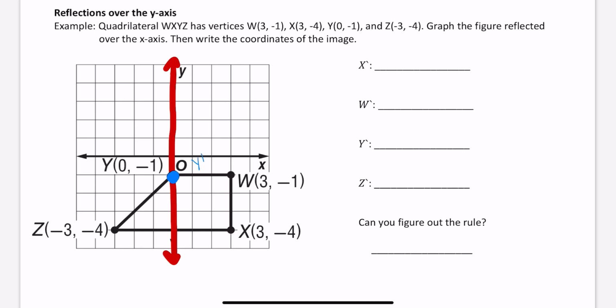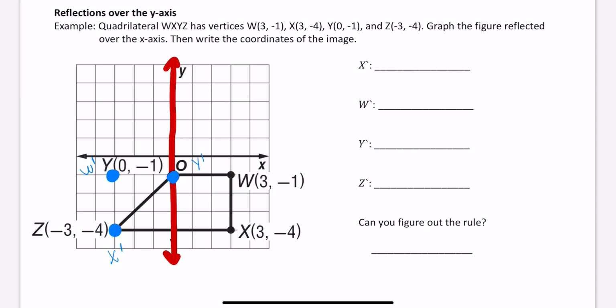Okay, now let's go to W. W is at 3, -1. That's 1, 2, 3 units away from the y-axis. So we're going to go 1, 2, 3 units away on the other side. So this is where W prime is going to be. And then we have X. X is 3 units away from my y-axis, 1, 2, 3, or that line of reflection. So I'm going to go 1, 2, 3 spaces. So that point right there is going to become X prime.